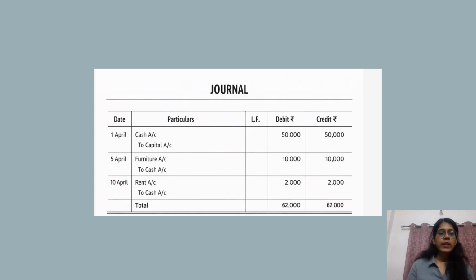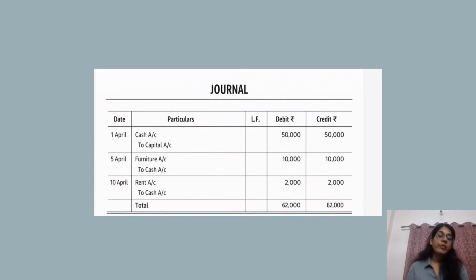Then second entry, furniture account debit to cash. This is used when we are buying furniture for cash. When we are buying furniture, the two accounts involved will be furniture and cash, right? Furniture is a real account, cash is also a real account. Furniture is coming in, so we are debiting, cash is going out, so we are crediting. So the correct entry will be furniture debit, cash credit.